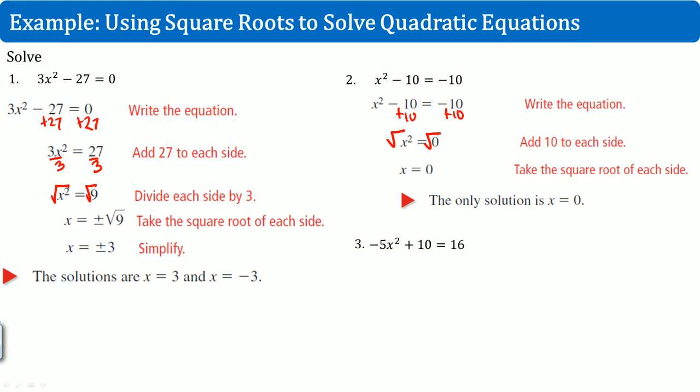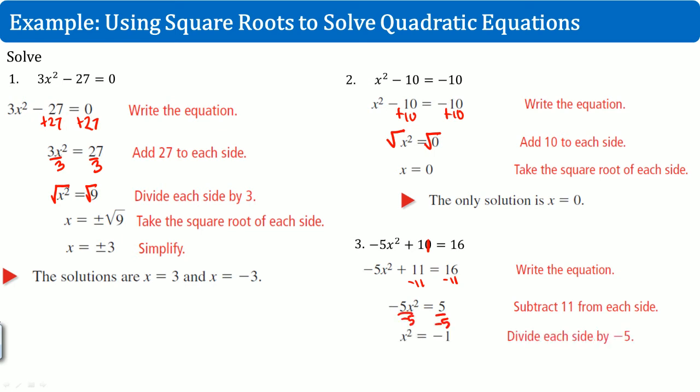What about number 3? Negative 5x squared plus 10 is equal to 16. So, there should be an 11 here. Right? So, let's subtract 11 from both sides, getting you 5 on the right hand side. 16 minus 11 is 5. And on the left hand side, it's negative 5x squared. Divide by negative 5 on both sides. You get x squared is equal to negative 1.